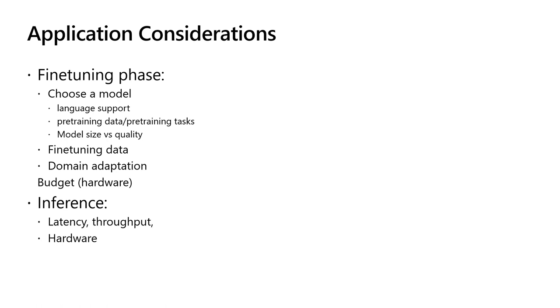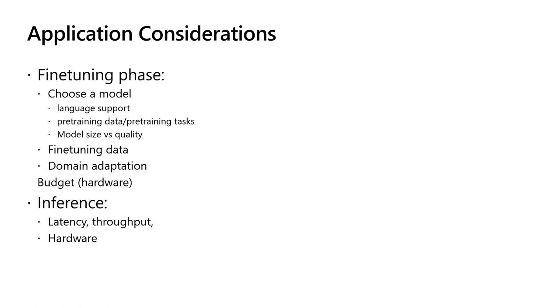In the fine-tuning phase, the first thing we need to do is to choose a model. Of course, we need to choose a transformer model which supports the language we want to work on. We also need to be aware of what corpus has been used for pre-training. Even for the same corpus, we have to be aware of what kind of pre-training tasks are used. Different constructions of the pre-training tasks can be targeted at different downstream tasks and can have very different performance.